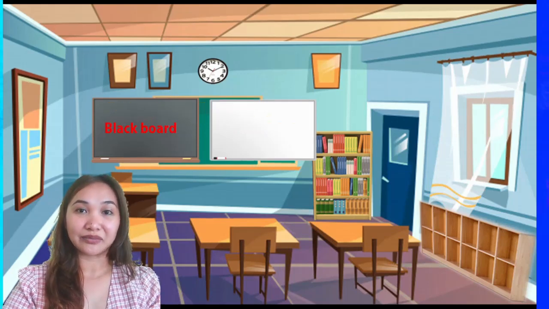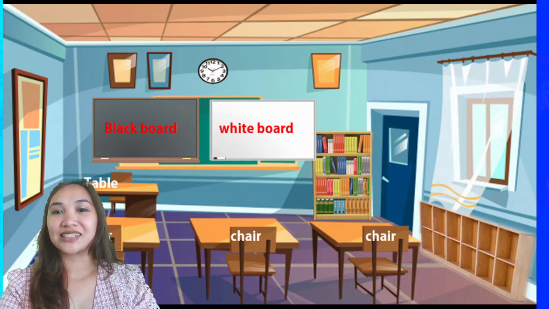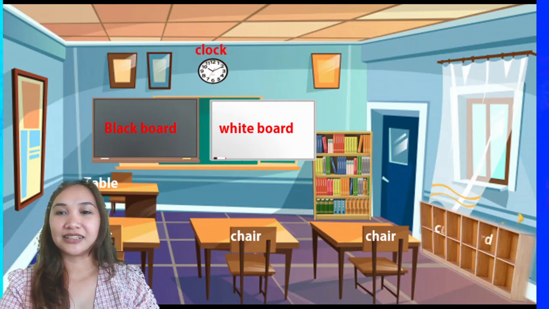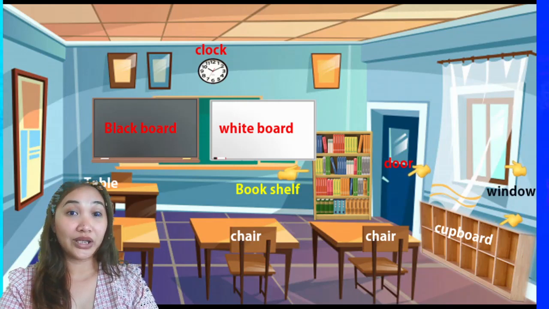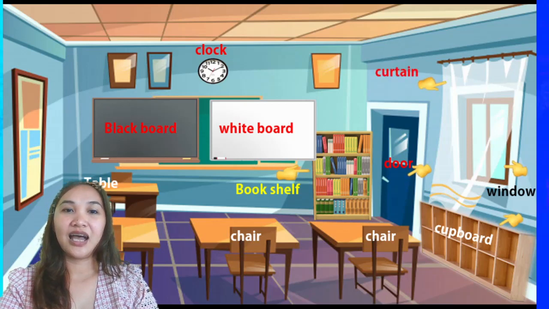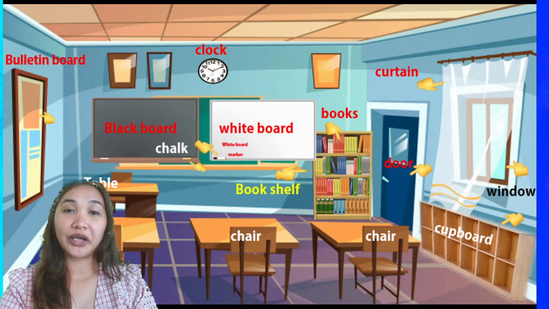All right, so we have a blackboard, whiteboard, tables, chairs, we have a clock and a cupboard, a bookshelf, door. We also have a window and a curtain. We have books too and a bulletin board. All right, so many more. We have chalks and we have a whiteboard marker.